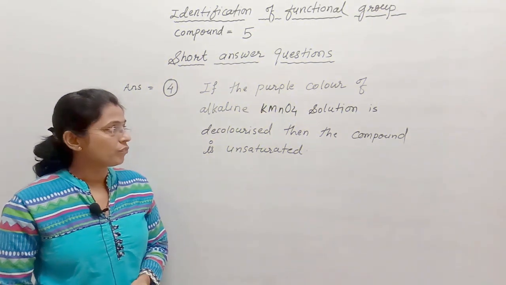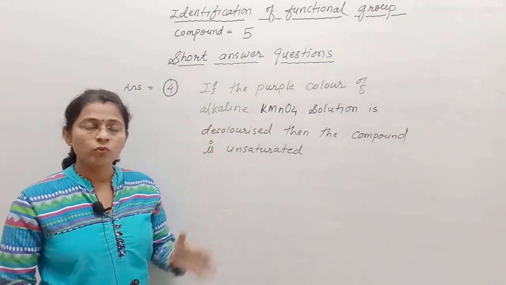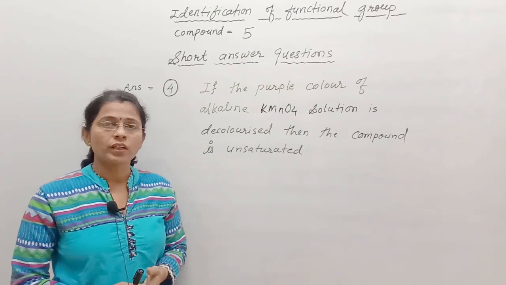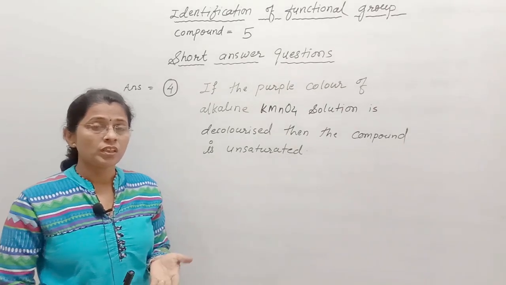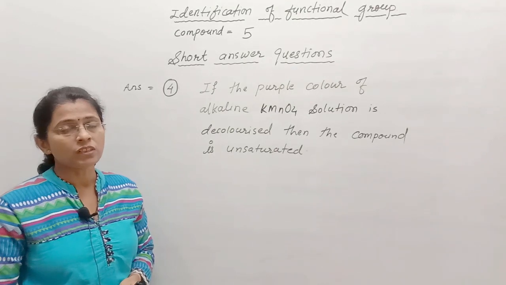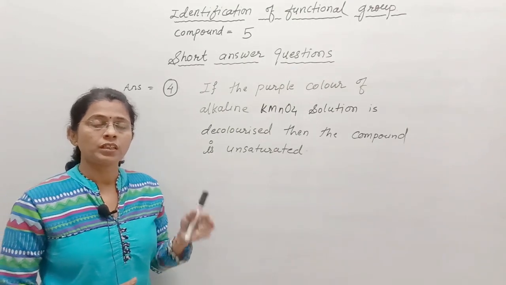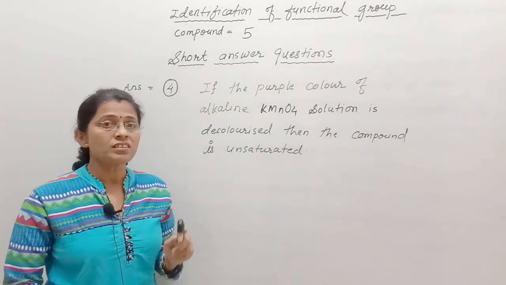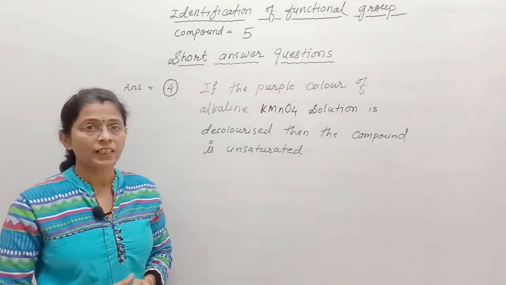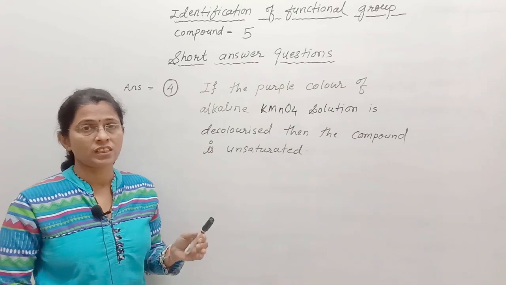If alkaline KMnO4 solution is added to an organic compound and it is decolorized, identify the functional group present in the compound. If alkaline KMnO4 solution is added to an organic compound and suppose the purple color is decolorized, it means that your given organic compound contains unsaturation, that is, unsaturation is present.